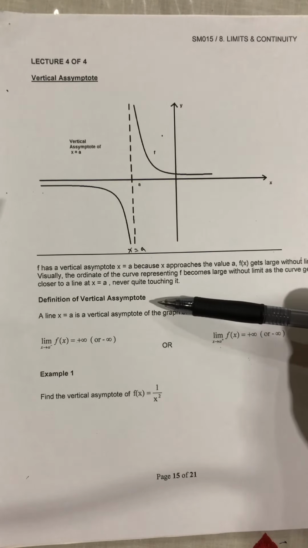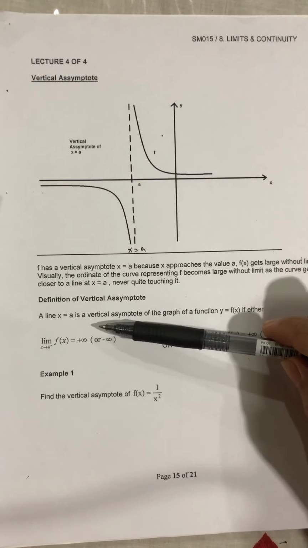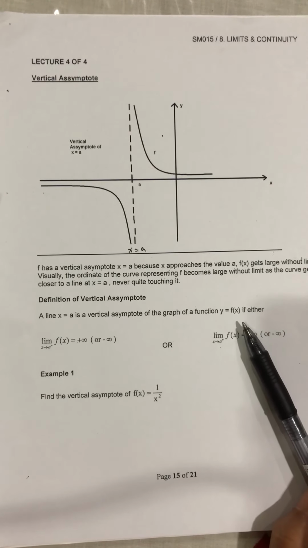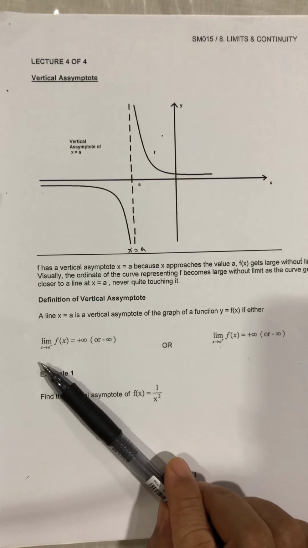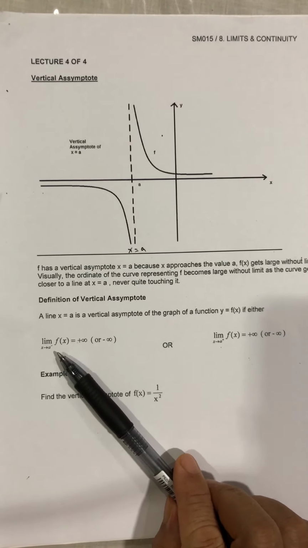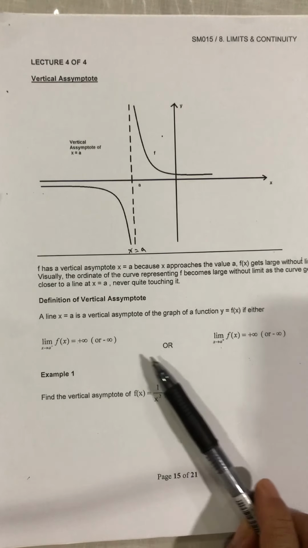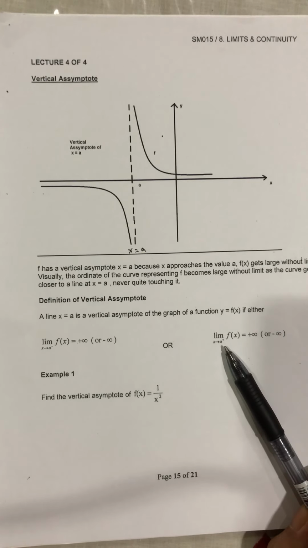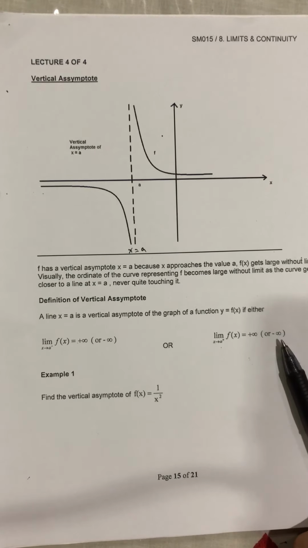Now we look at the definition of vertical asymptote. A line x equal to a is a vertical asymptote of the graph of the function y equal to f(x) if either the limit of f(x) when x approaches a from the left is equal to infinity or negative infinity, or the limit of f(x) when x approaches a from the right is equal to infinity or negative infinity.